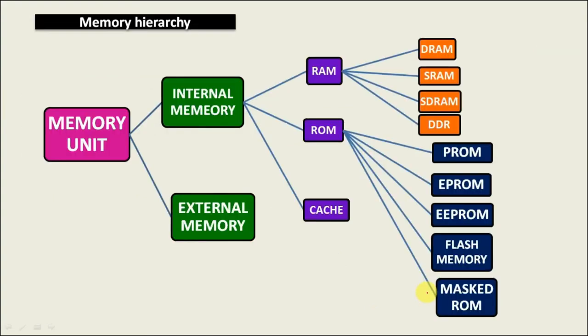So this is a hierarchical structure of memory. It is explaining the major types of memories. So memory unit, internal memory, and external memory. Internal memory are RAM, ROM, and cache memory. Further, they are of certain types. So we will be covering all these things in detail. So these three memories work closely with CPU, right?